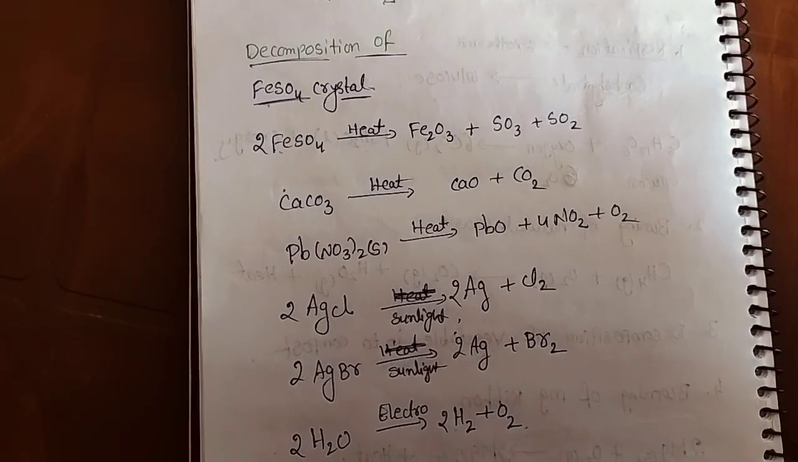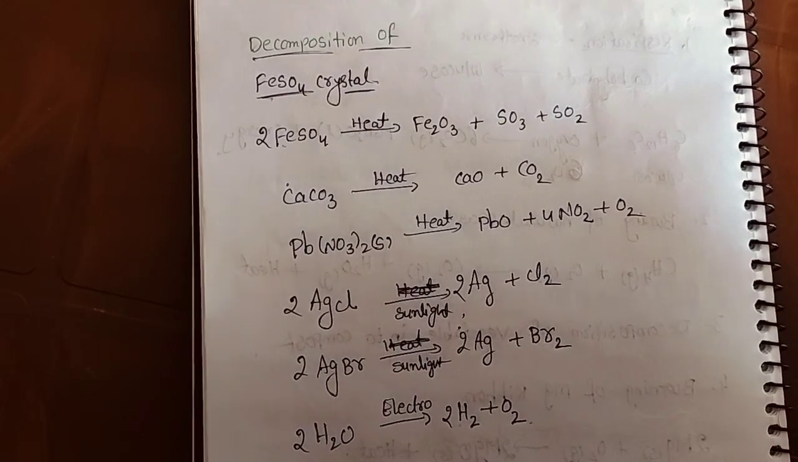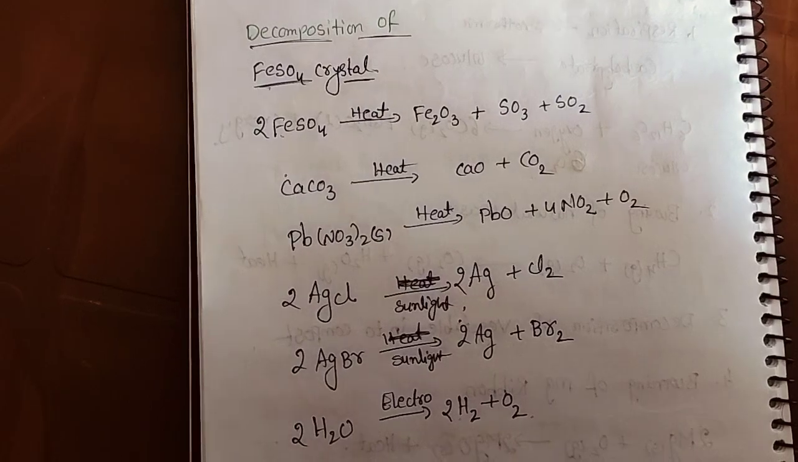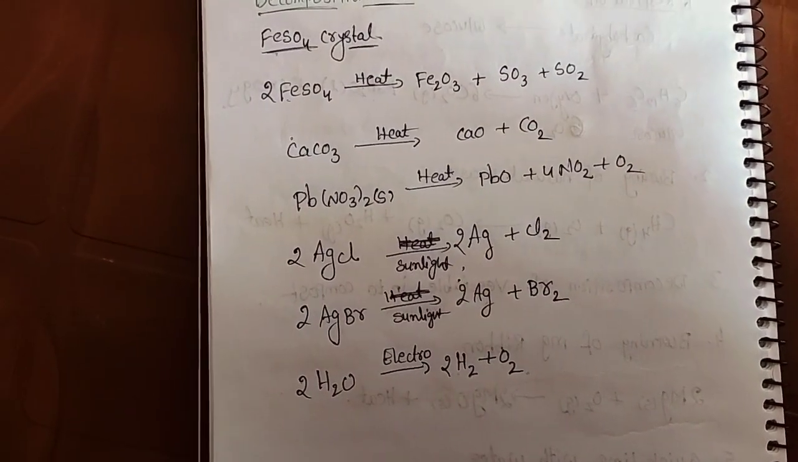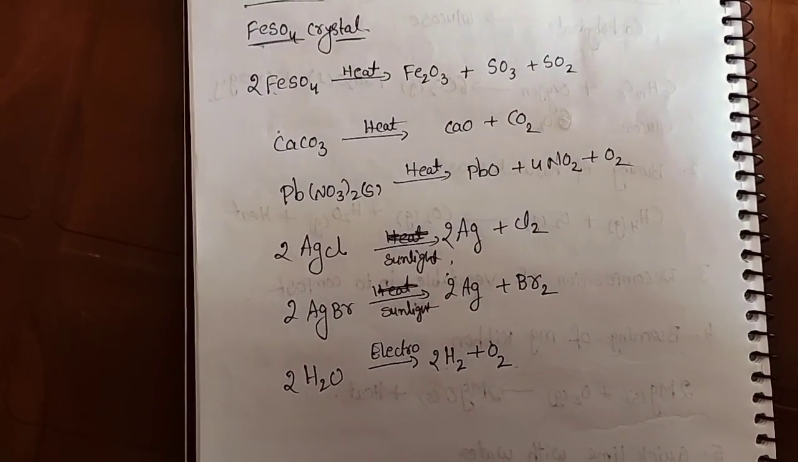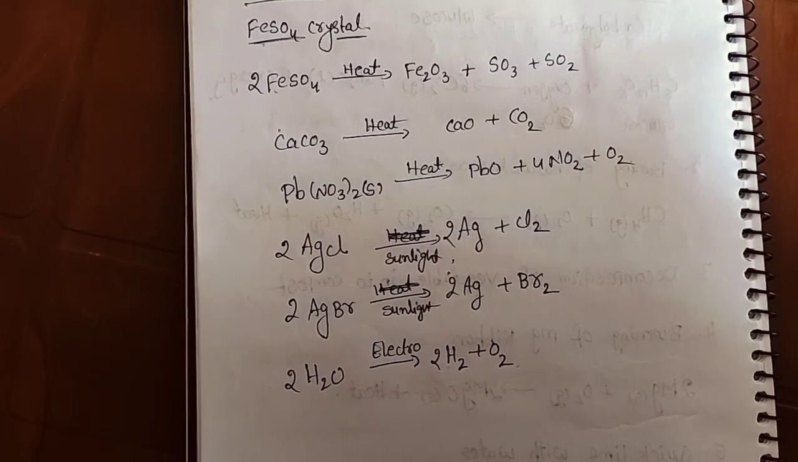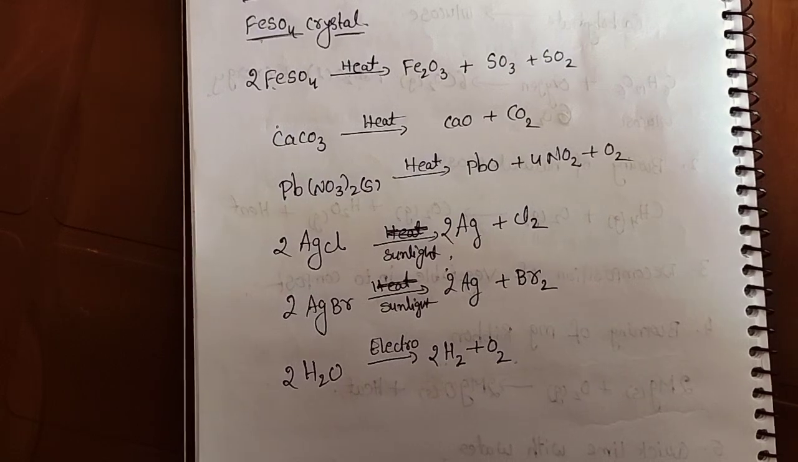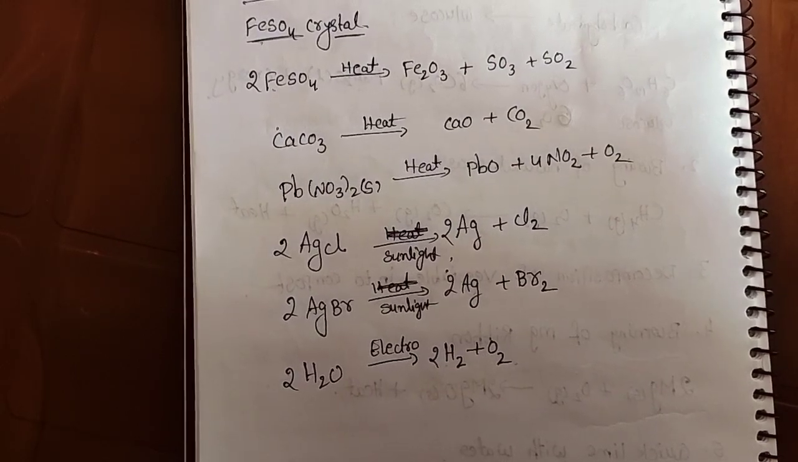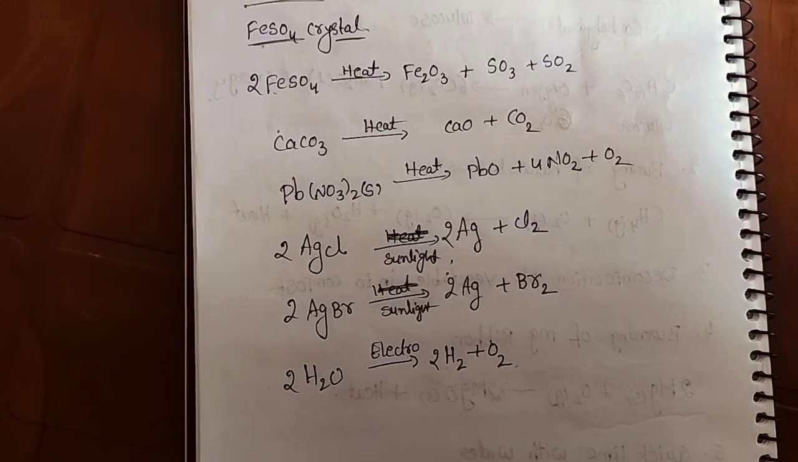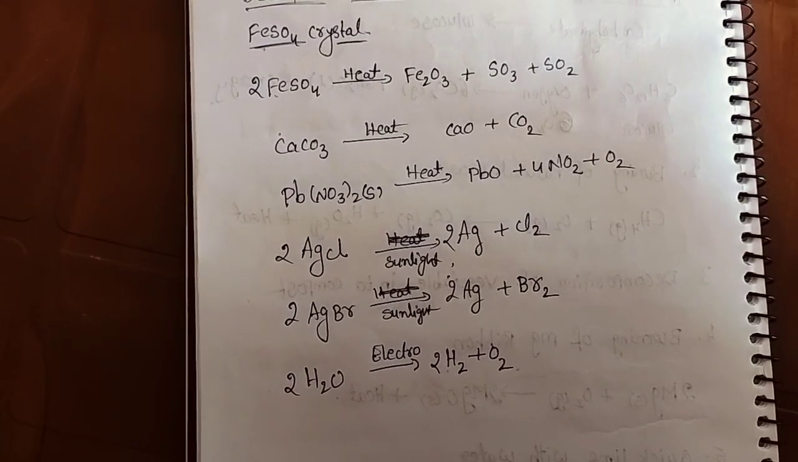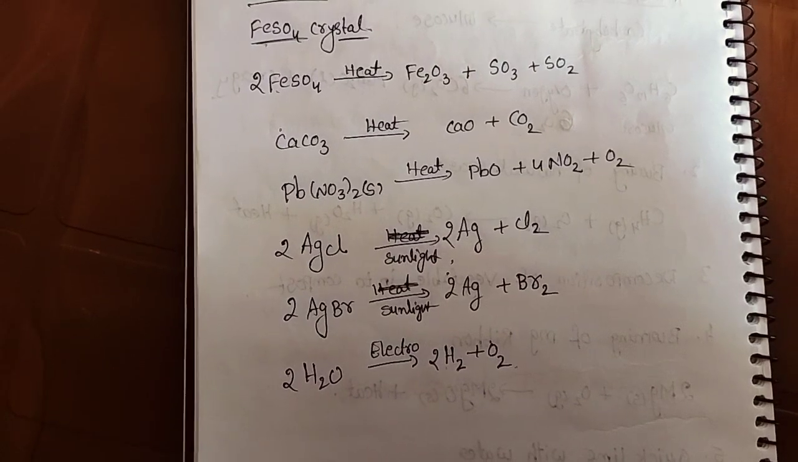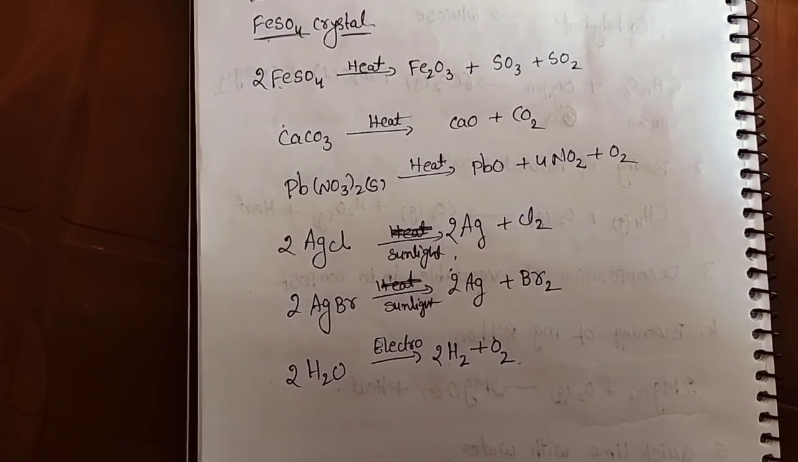So examples of endothermic reactions are decomposition of iron sulfate crystals. Here one point should be remembered, which is that all decomposition reactions are endothermic reactions. Here are some examples: iron sulfate decomposed along with the heat, they'll give ferric oxide and SO3 and SO2, which is sulfur trioxide and sulfur dioxide, and calcium carbonate along with the heat gives calcium oxide and carbon dioxide gas.